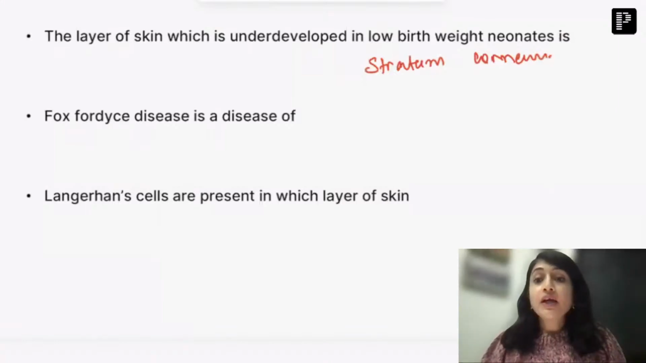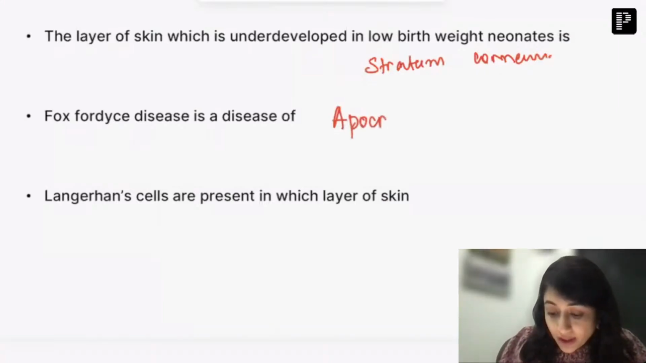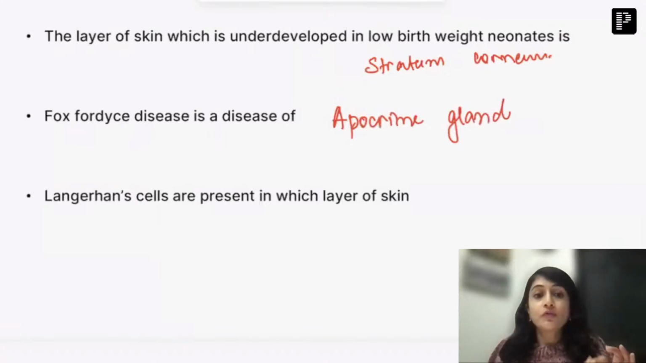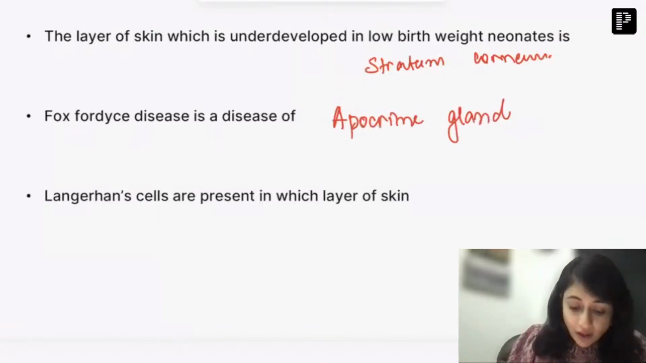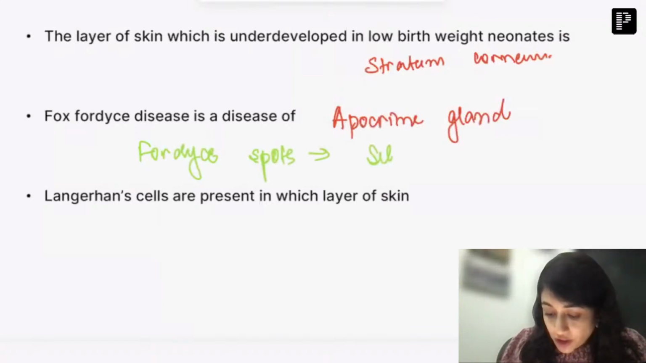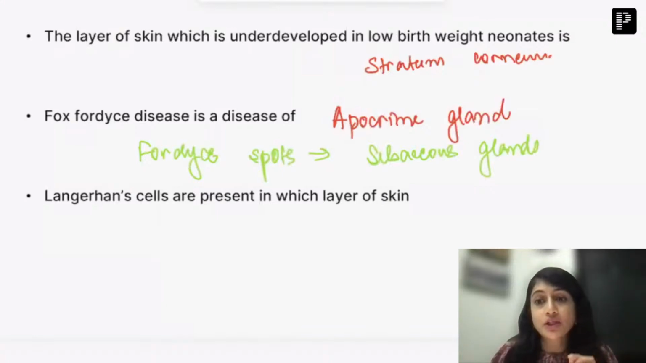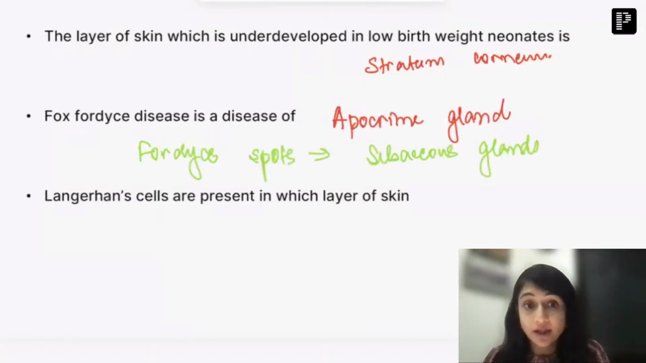So I'll clarify. Fox-Fordyce disease is a disease of the apocrine gland. A lot of you get confused between Fox-Fordyce disease and Fordyce spots. Fordyce spots are a disorder of sebaceous glands. Fordyce spots are what you see on lips. They are ectopic sebaceous glands which are present in the oral mucosa or on lips. That is Fordyce spots, and that is a disorder of sebaceous gland.